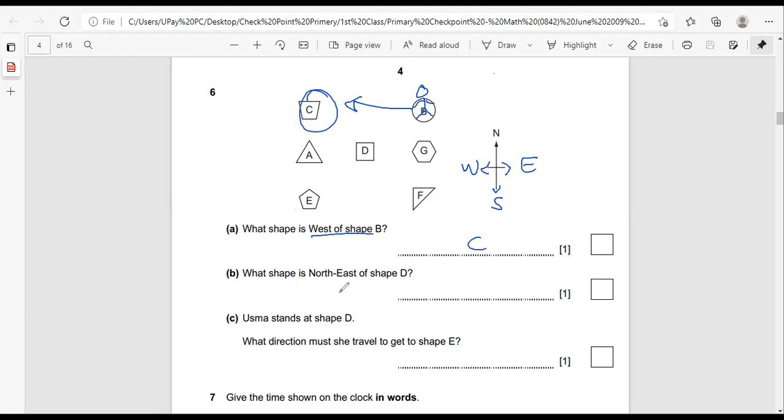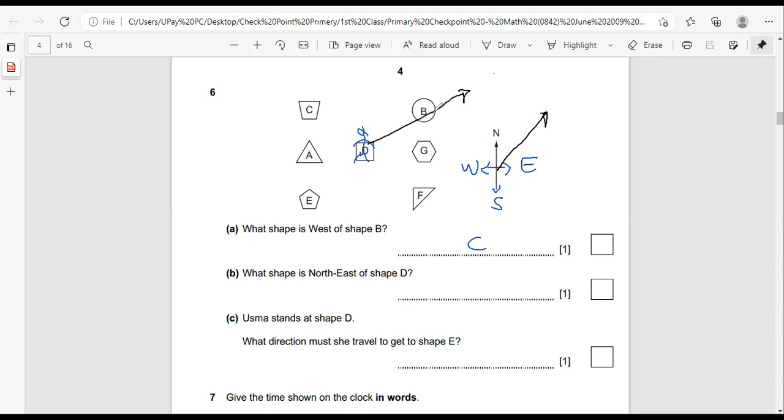What shape is northeast of shape D? Now it's saying from D it's asking. So think about you are standing at D. And northeast you can see from here, northeast is this way.